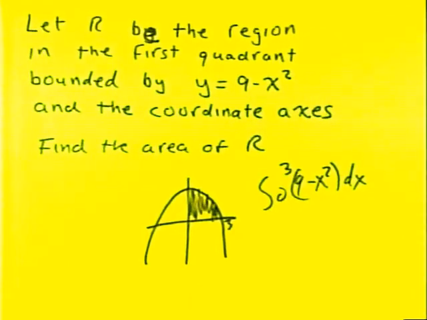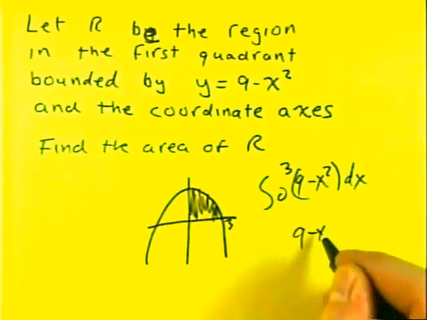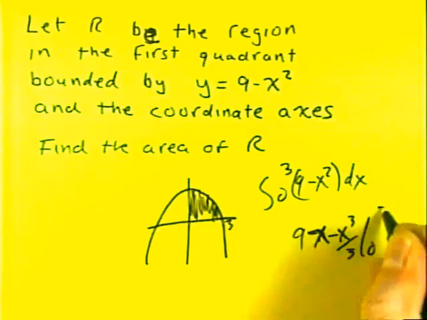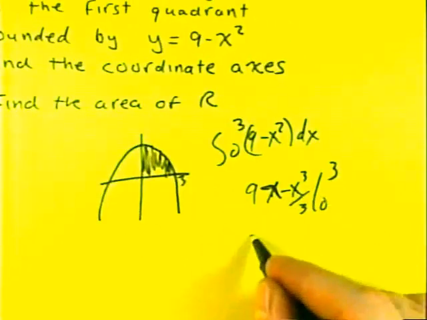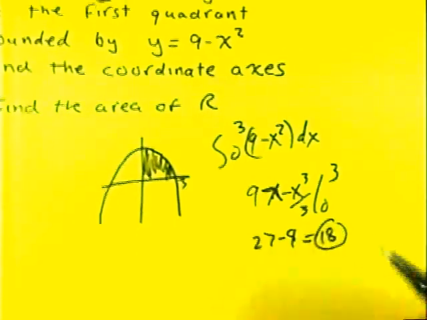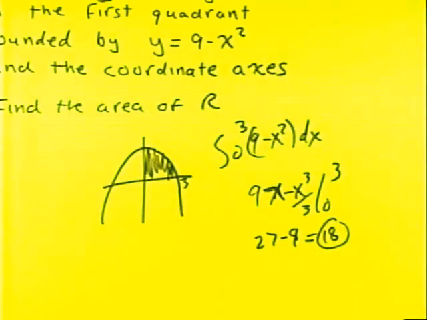How do you do that real quickly? Okay, 9x minus x cubed over 3, from 0 to 3. That's excellent. And you plug that in, you get 27 minus 9. So the answer is 18. Pretty exciting, don't you think? Yeah, I think it's exciting.